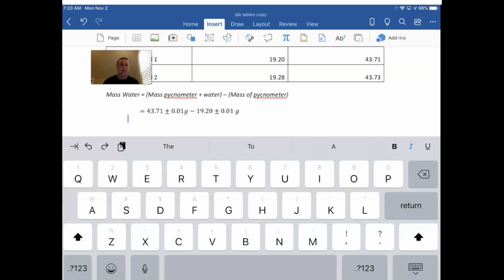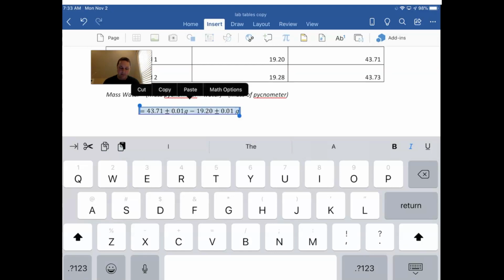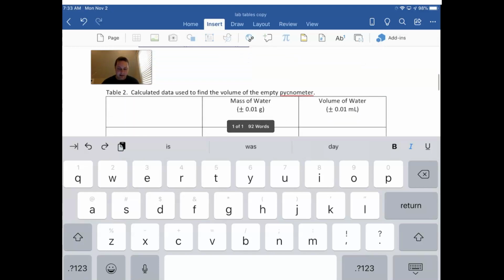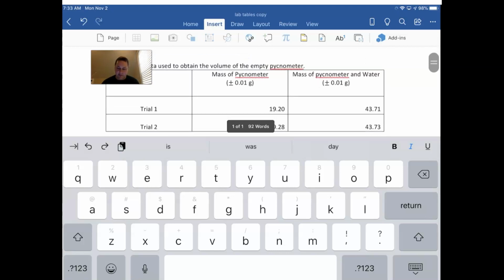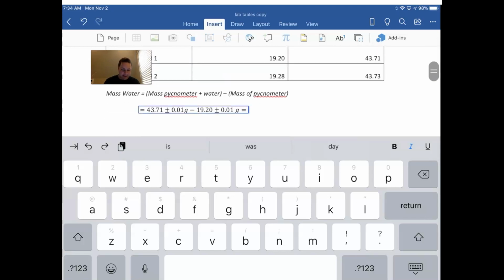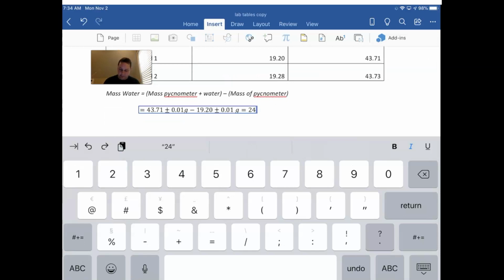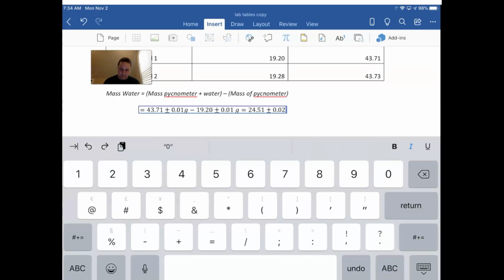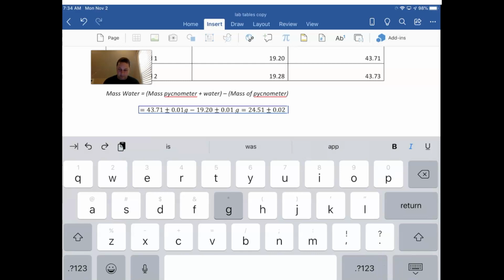And I'm going to just try to go back to where I was. And if you like, I could do... In fact, you know what? I could even do it this way. I could even go in here and put a space and put equals, and then whatever my value was. And my value looks like it was 24.51. So I'm going to type that in, 24.51 plus minus 0.02 grams.